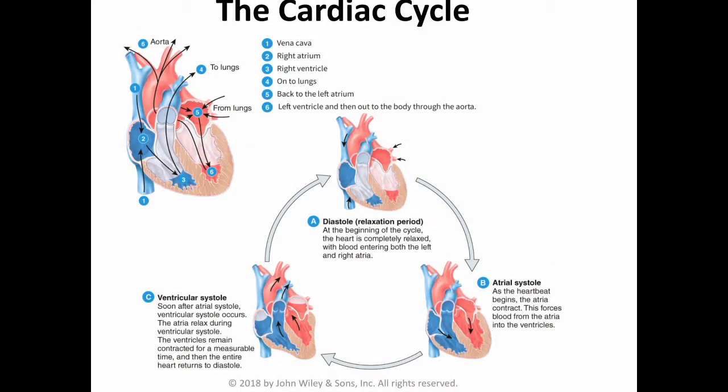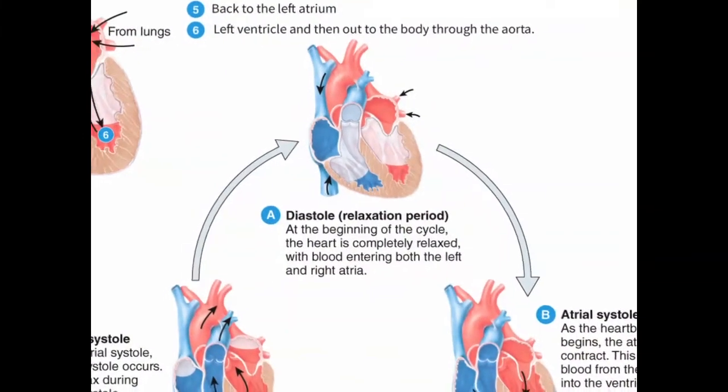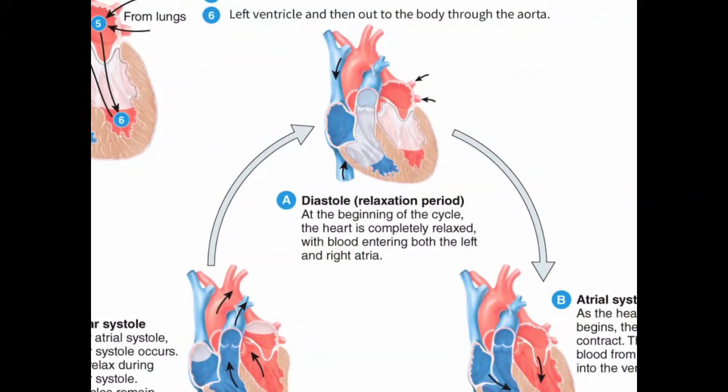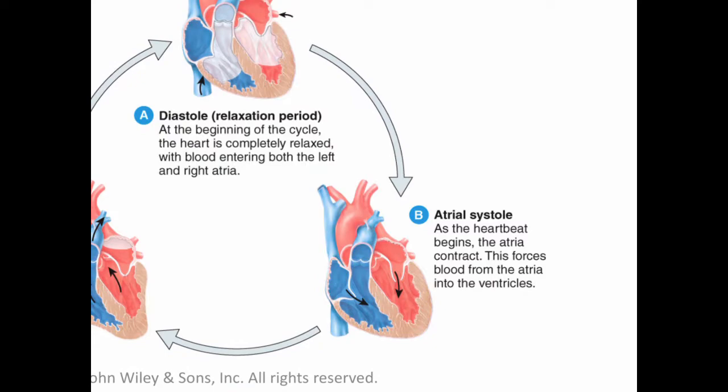So for the cardiac cycle, we start with a relaxation step. It's completely relaxed. During this relaxation step, blood enters the heart, specifically the atria. Both atria receive the blood in this diastole or relaxation period. Afterwards, we have the atrial systole. The atria contract first. When the two atria, both left and right, contract, they push the blood to the ventricles.